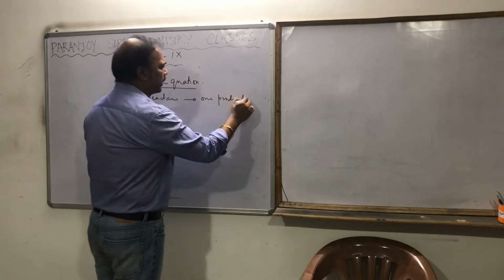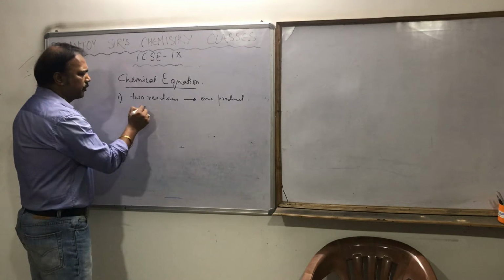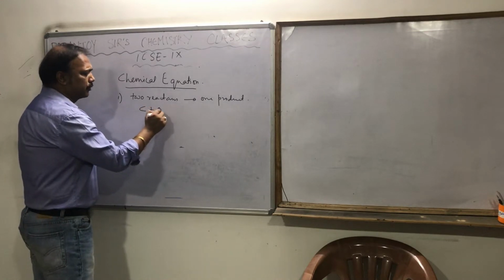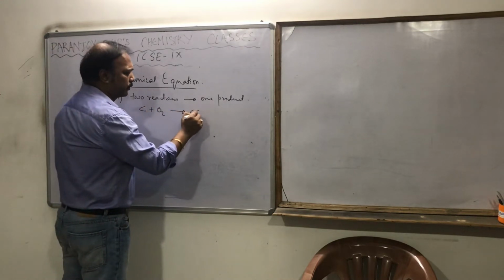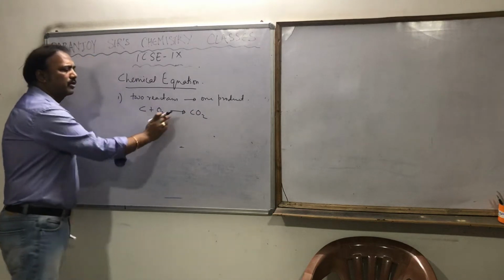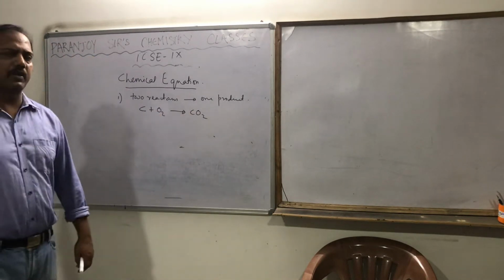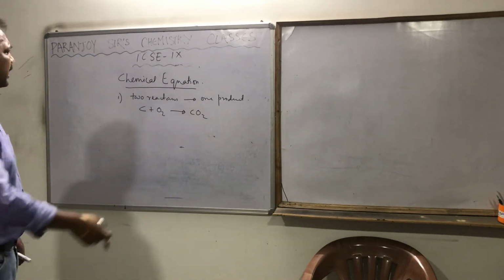and 1 product. For example, just now I wrote C plus O2 producing CO2. 2 reactants are there, carbon and oxygen, and how many products are there? 1 product is there. Okay, next one.